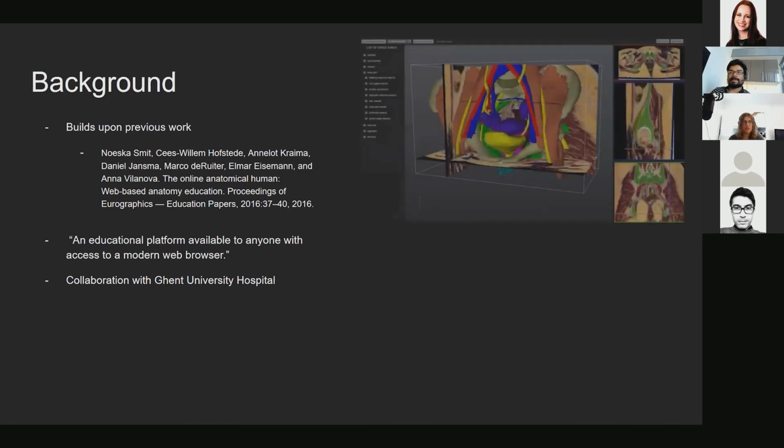This project is a follow-up to the Online Anatomical Human project by Smith et al. in 2016, which was successfully used and deployed in a massive open online course to teach the anatomy of the pelvis to students worldwide. And with our project, we hope to continue to explore this problem space by supporting a wider variety of these surface scan specimens, together with a comprehensive set of labeling and quizzing tools.